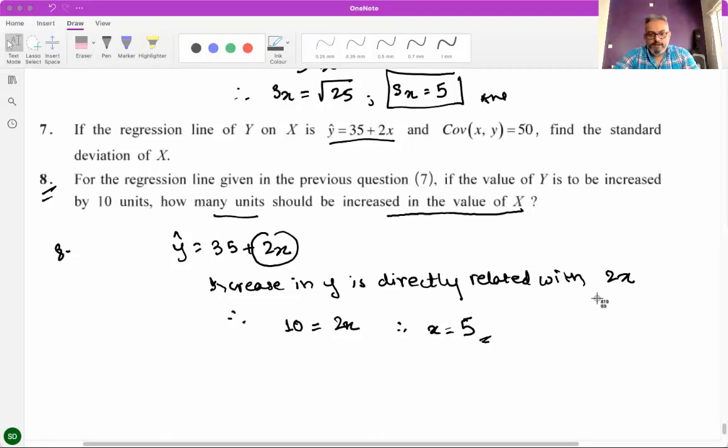Question number 9, you have to do it on your own. I'll give it to you as homework. Question number 10. That is what we will do. Interesting.